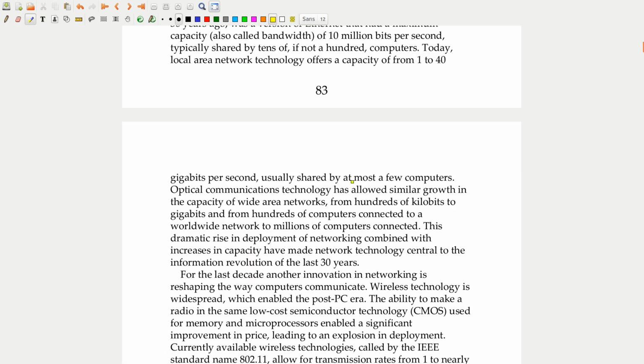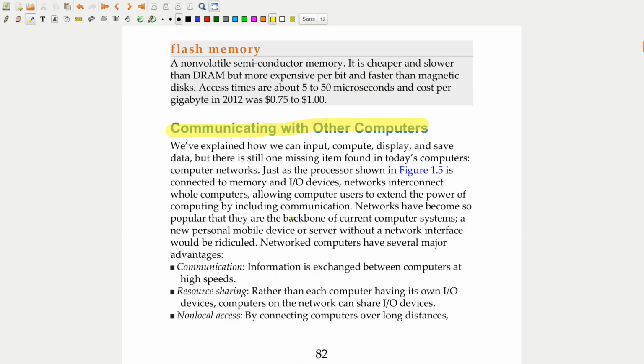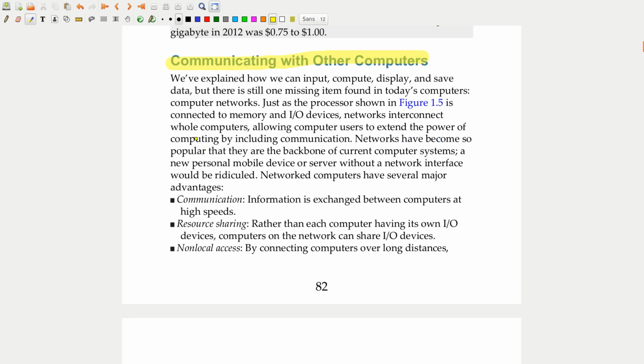Okay. So I think we'll go through this one last section, and then I'm going to take a break for a little bit, okay? So communicating with other computers.